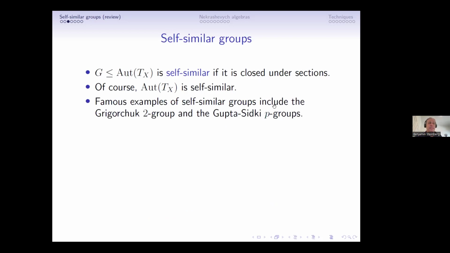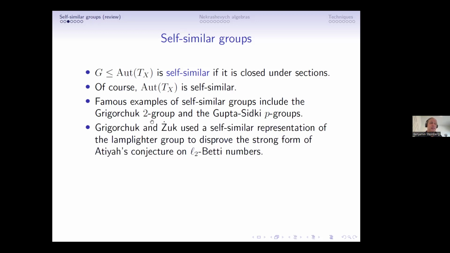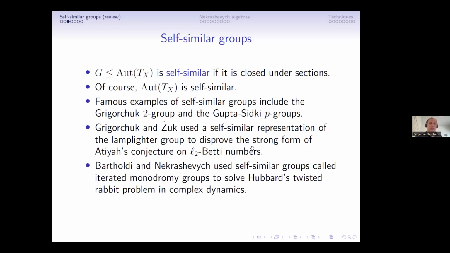There are some very famous examples of self-similar groups, like the Grigorchuk group, the Sidki p-groups. Grigorchuk and Żuk used a self-similar representation of the lamplighter group in the early 2000s to disprove the strong form of Atiyah's conjecture on L2 Betti numbers. Now much more was done, but that was kind of the starting point. Bartholdi and Nekrashevych used self-similar groups called iterated monodromy groups to solve Hubbard's twisted rabbit problem in complex dynamics. And okay, so this is sort of why they're interesting. A lot of interesting problems have been solved.